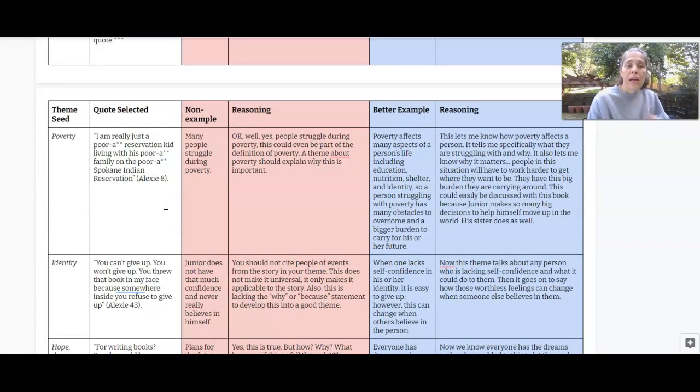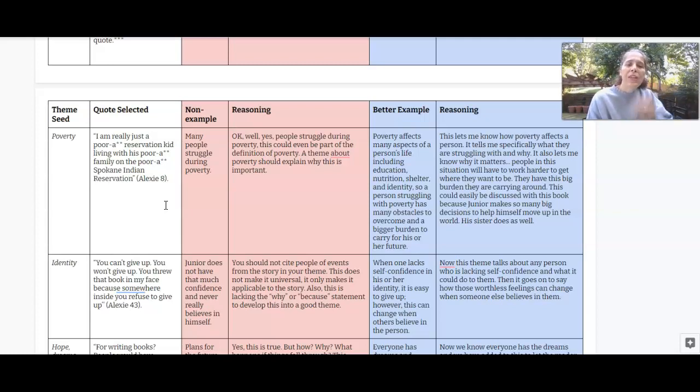So the quote is, "I am really just a poor-ass reservation kid living in a poor-ass family on a poor-ass Spokane Indian reservation." That's what the book says. So the non-example of theme is, many people struggle during poverty. Well, yeah, of course they do, right? Isn't that part of the definition of poverty?